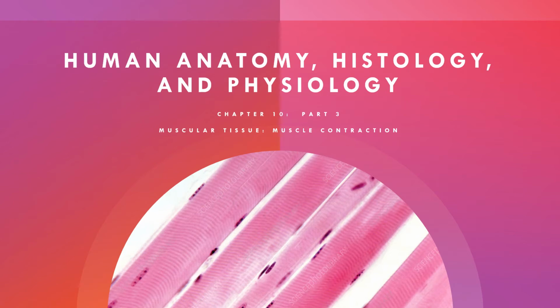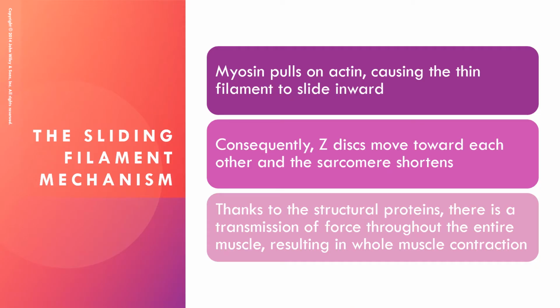This is part 3 of muscular tissue, and we're going to be discussing muscle contraction. So we're going to talk about the sliding filament mechanism, and this is a model that describes the process of muscle contraction at the molecular level.